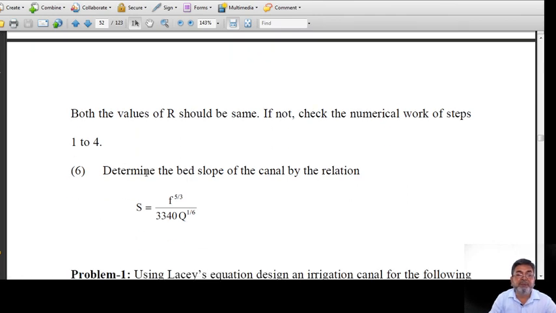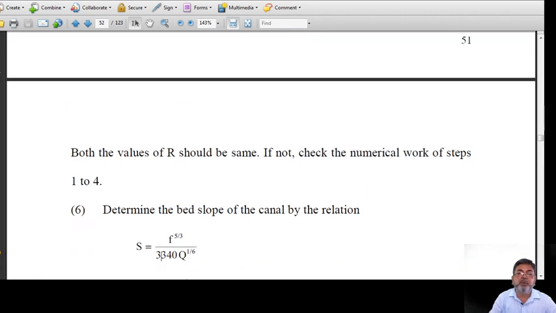Now the last step is to determine the longitudinal slope of the canal by this expression. F you know, Q you know, so by this expression you can find out S, the longitudinal slope of the canal. So this was the procedure of design of canal. Now the actual design problem, that I will give you in the next lecture.